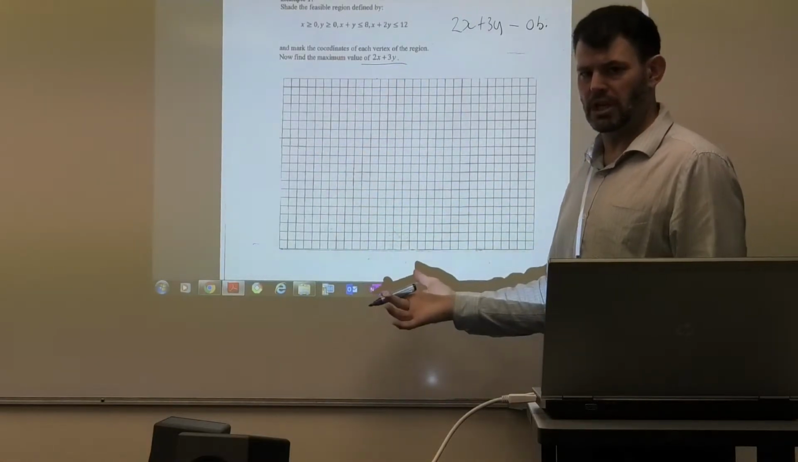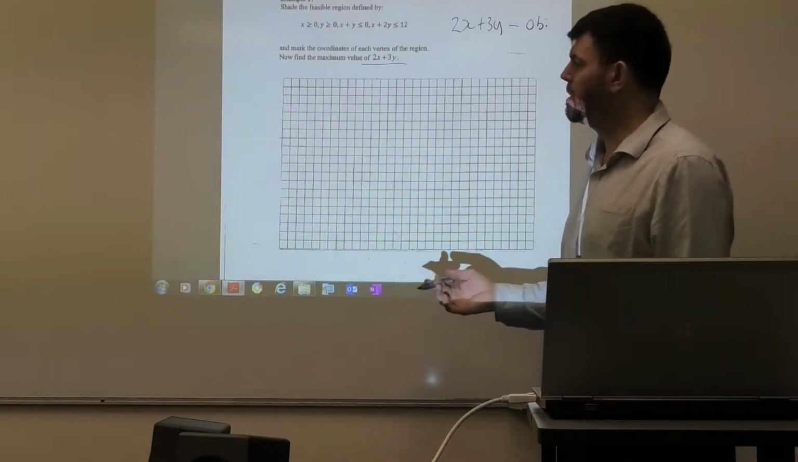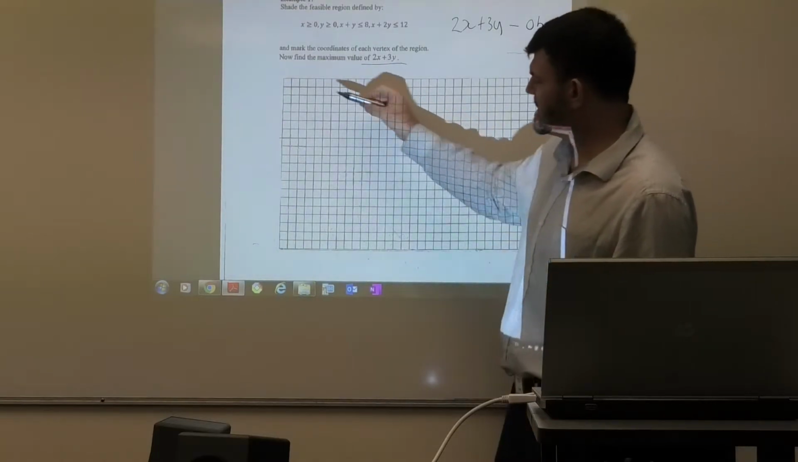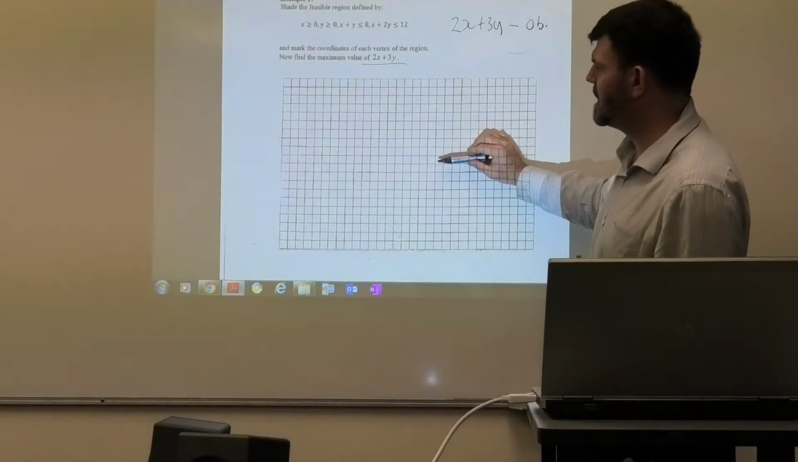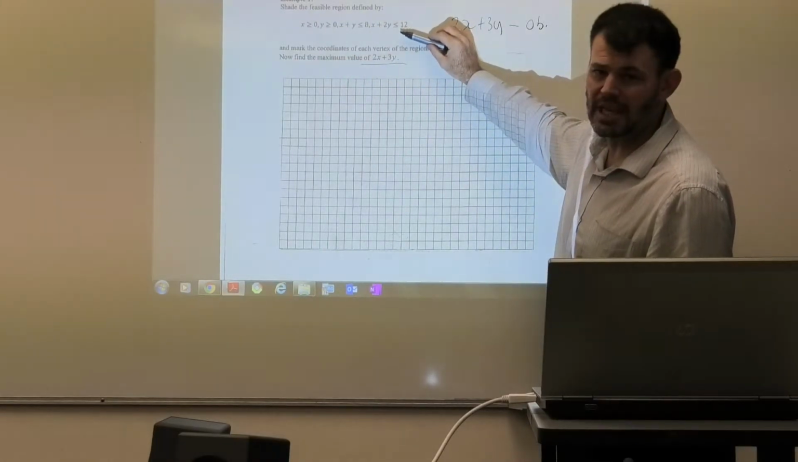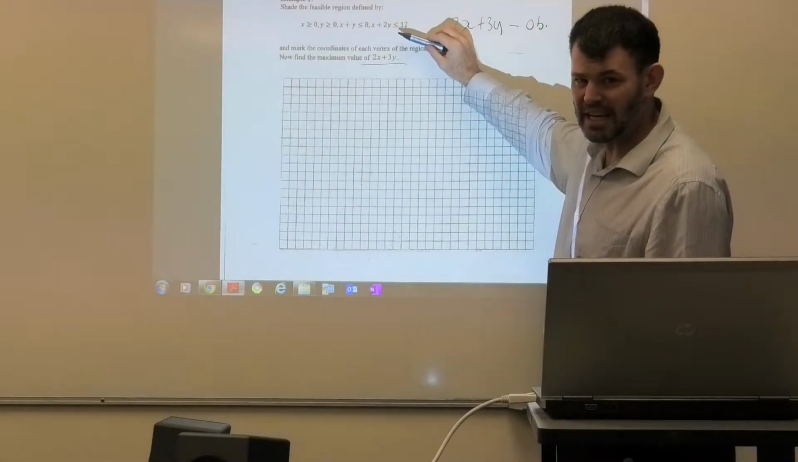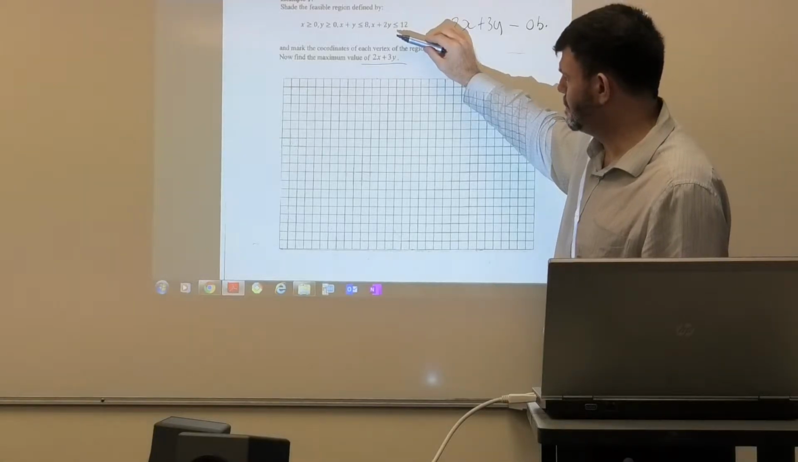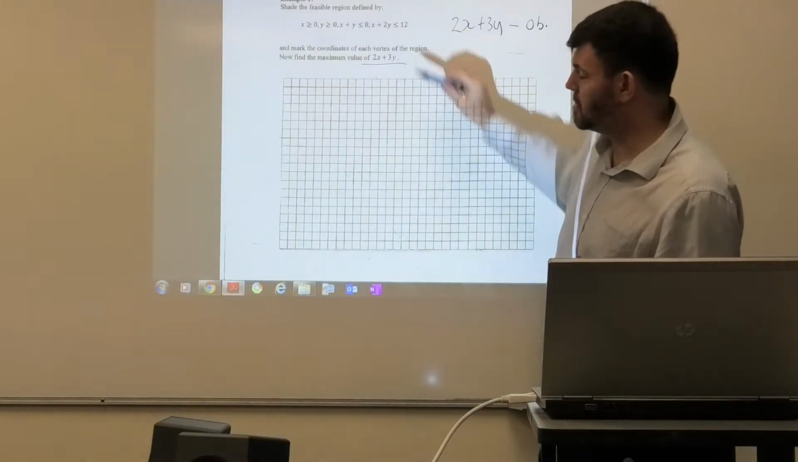Now you have this booklet at home so you can follow on as you go along. We're going to be sketching the feasible region of these constraints, and I'm also going to show you how to use your graphics calculator as well. So let's get to it and let's sketch these feasible regions.